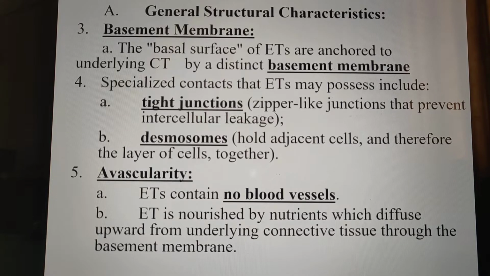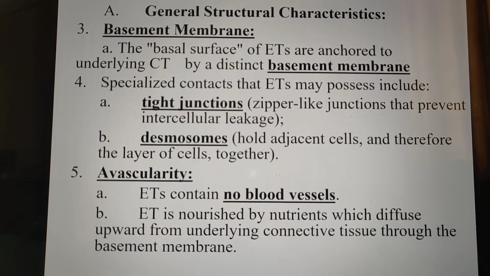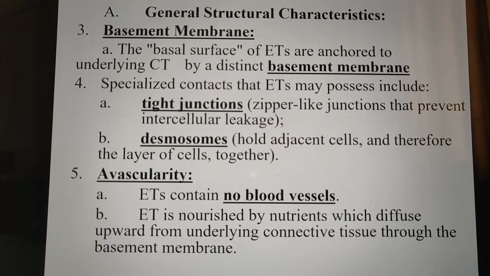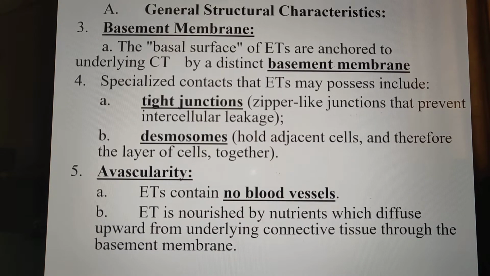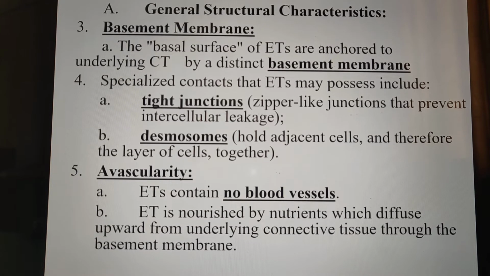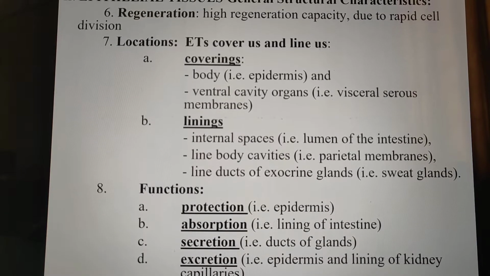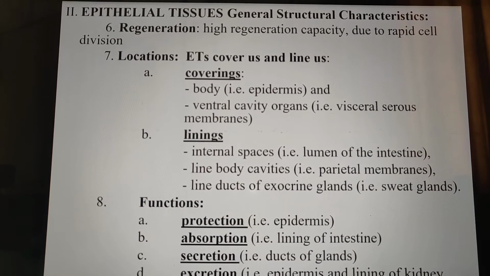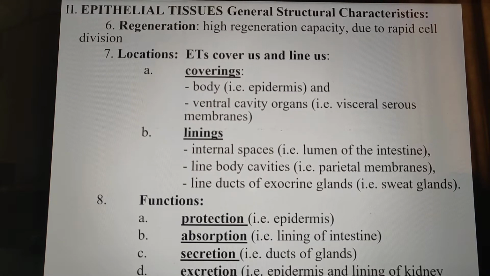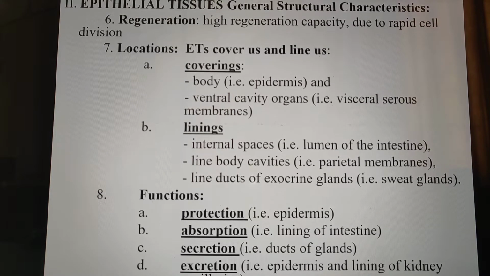Avascularity: epithelial tissue is avascular, it has no blood vessels. Epithelial tissue is nourished by nutrients which diffuse upwards from the underlying connective tissue through the basement membrane. Epithelial tissue also has a highly regenerative capacity due to rapid cell division.